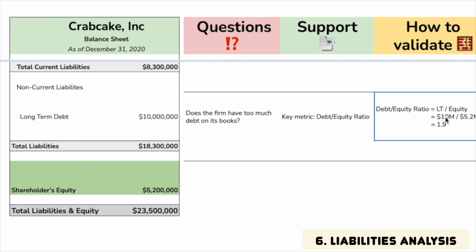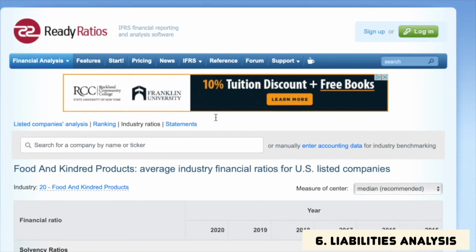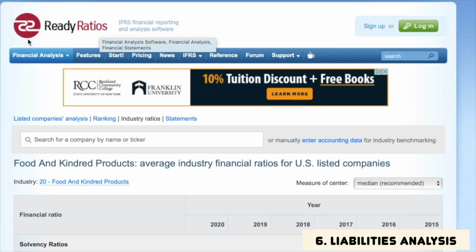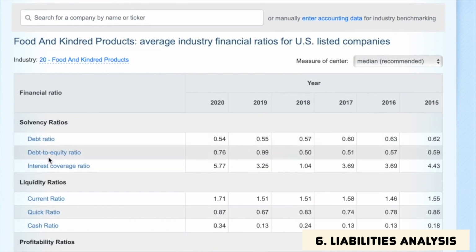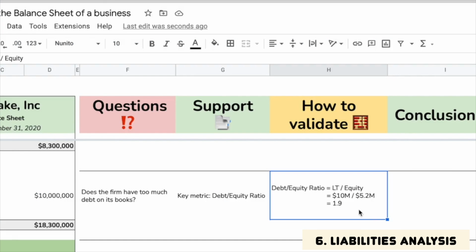Now we'll take that 1.9 factor and benchmark it against companies in the same industry. So as we said, this company Crab Cake Inc. is in frozen food manufacturing. So we'll go to Ready Ratios. This is a website that I use a lot to get industry benchmarks to figure out whether I'm in line with the other companies in the same industry. So if we look up the food and kindred products, which is in the same category as Crab Cake Inc., we'll find that the debt ratio, or here debt to equity ratio, typically is less than 1, right? So if we go back, we'll find that ours is 1.9, which may indicate that we have way too much leverage in the business by taking on too much long-term debt.